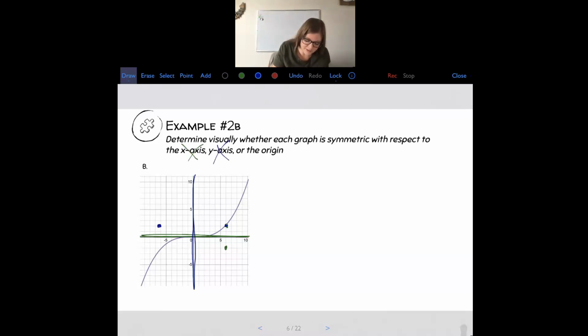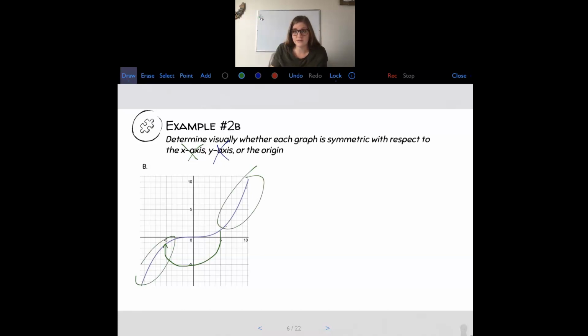Okay, with respect to the origin, I'm going to erase some of this just so that it's a little bit clear. We are looking to see if we rotate this graph 180 degrees about the origin, if it would still look the same. So if we rotate this 180 degrees, we would end up here. We would have this tail over here, so they do correspond.